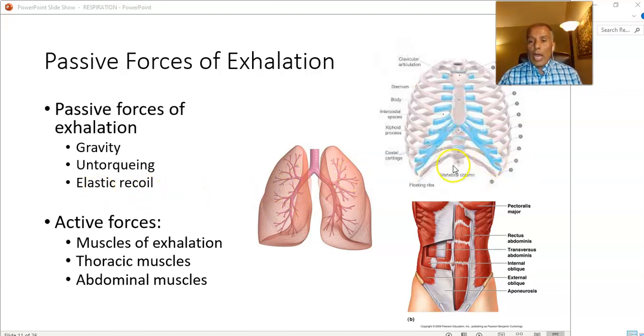Elastic recoil also acts on the abdominal walls. Remember, the diaphragm in inhalation was contracted and descended. The abdominal organs were pushed out. The abdominal wall muscles were pushed out like this. Now, during exhalation, the diaphragm, because of elastic recoil, is going to just bounce back up to where it was. As it goes up, the abdominal organs are going to go back in place. As a result, the muscles of the abdomen are going to go back in.